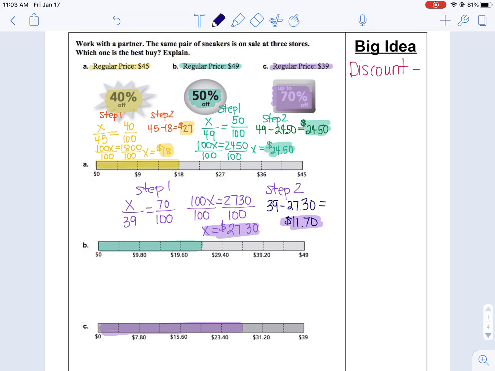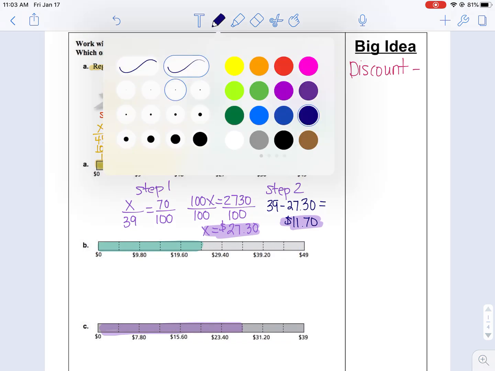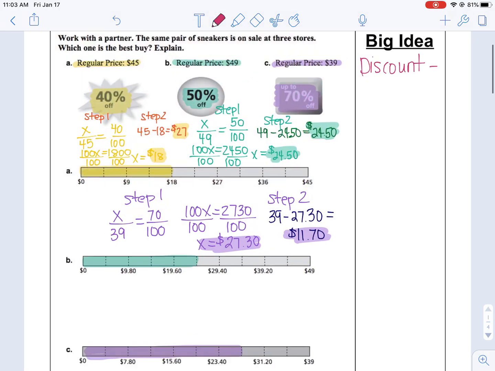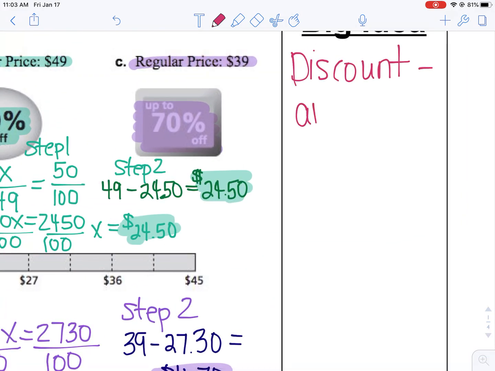So what is the meaning of the word discount? Well, it means the money off, the dollar amount off, the amount subtracted from the original price.